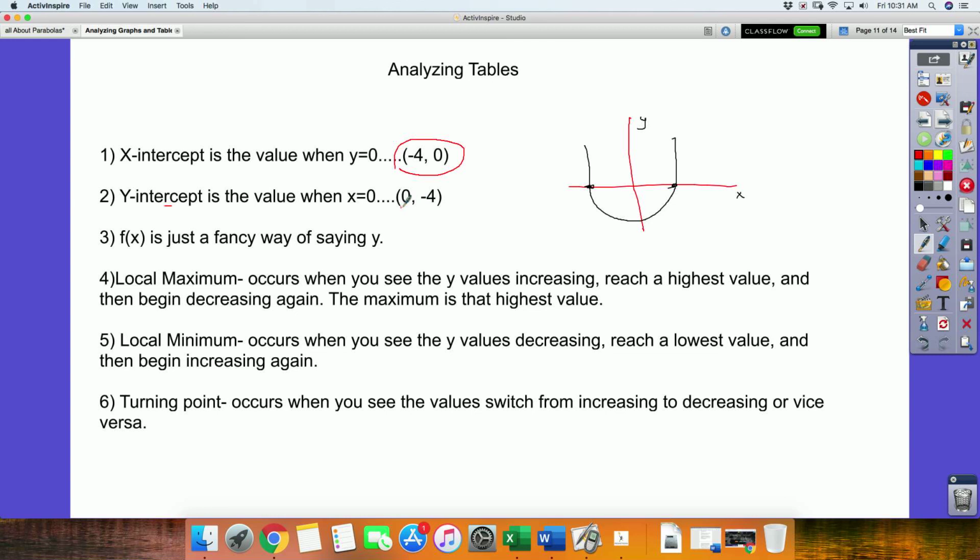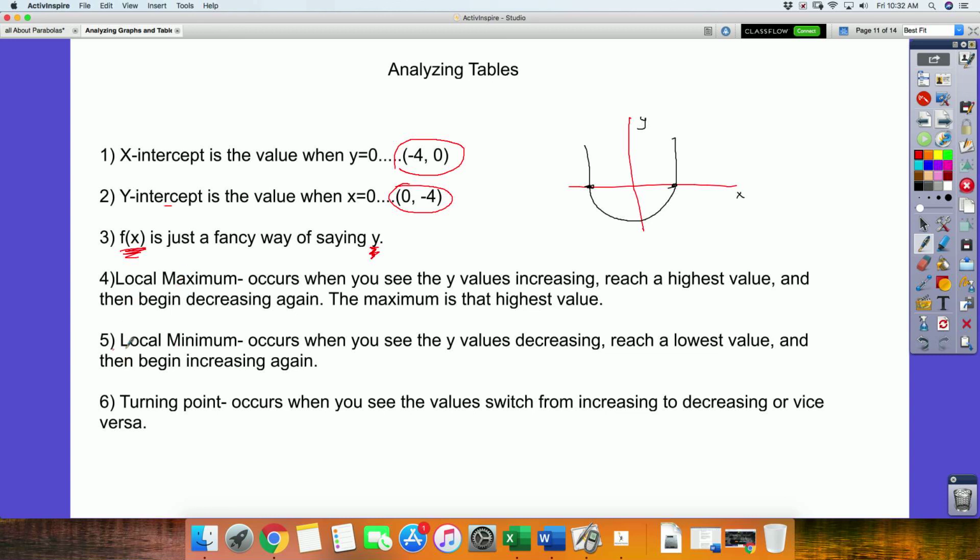Y-intercept is the opposite. The 0 comes first and then the y. If you see a problem that says f of x, you may or may not have learned function notation yet. F of x is just a fancy way of saying y. So if they want to know what the f of x value is, they want to know what the y value is.